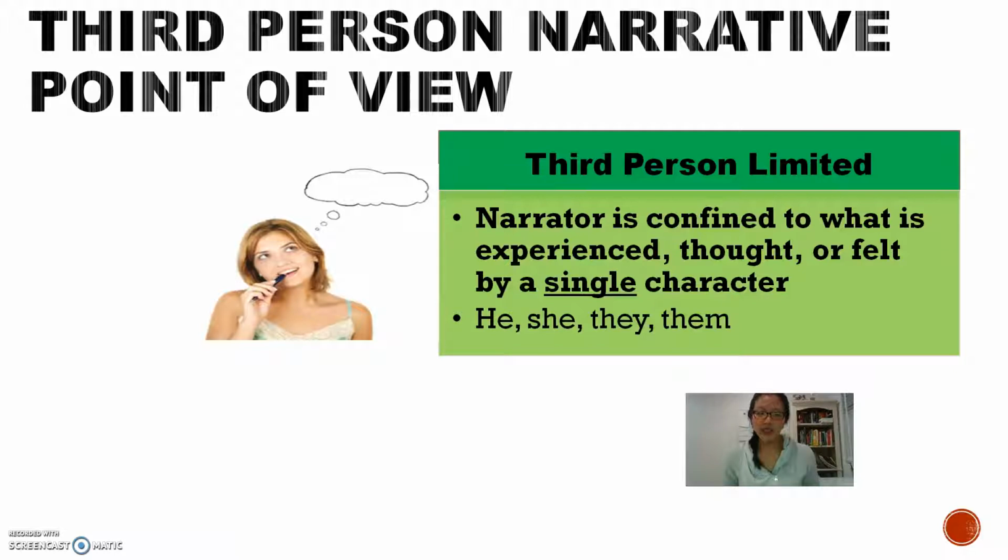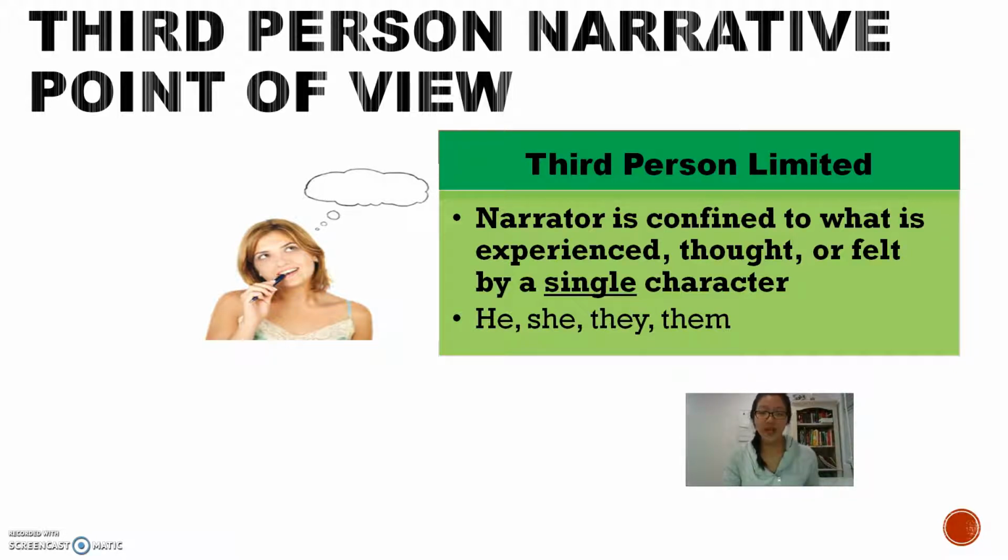The third person narrative point of view comes with two different types. The first being third person limited, and that means that the narrator is confined to one single character, the thoughts of one single character, and he refers to that character as he, she, they, or them. So this is just one character, therefore making it very limited for the narrator to tell a story from that one person's view, hence the image right there.